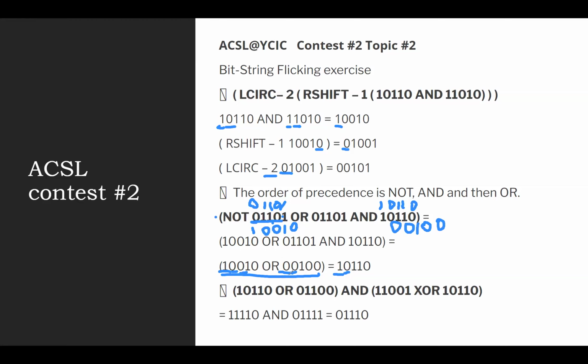So this one's 0, this one's 1. Since one of them's already 1, then the output would be 1. This one's 1, this one's 0. So the output would still be 1 since one of the digits is 1 and it doesn't have to be both. And then the last one's 0 and 0, so the output would be 0.